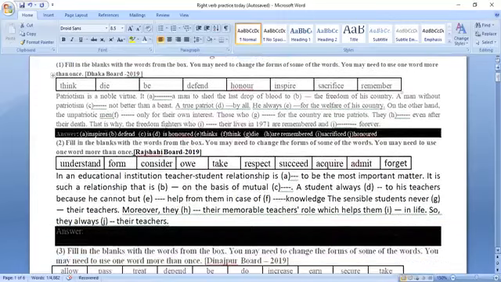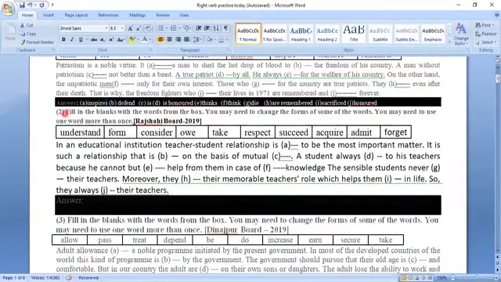Let us go to the fill in the blanks number 2. It is selected from Rajshahi Board 2019. So first of all, look at the words in the box given: understand, form, consider, take, respect, succeed, acquire, admit, forget. So I hope all of you know the meaning of it. Form means to form something, to create something. Okay, in an educational institution, teacher-student relationship.